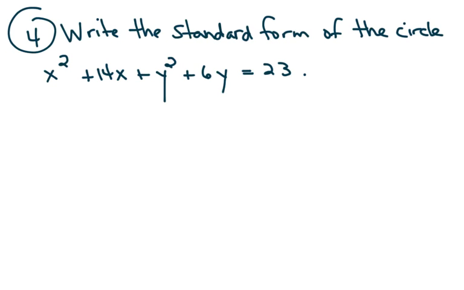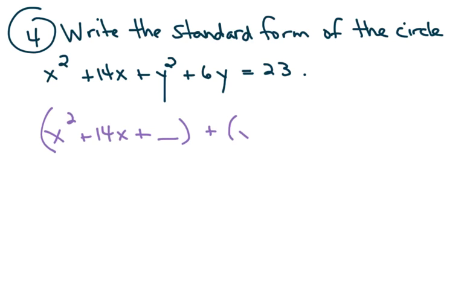Problem number 4 asks us to write the standard form of the circle x squared plus 14x plus y squared plus 6y equals 23. Standard form is the same thing as that factored form. So what we're going to do is start by creating parentheses that just have the x's in them. And then we're going to create a perfect square trinomial, because perfect square trinomials always factor into something squared, which is what I want in my final answer for the circle.